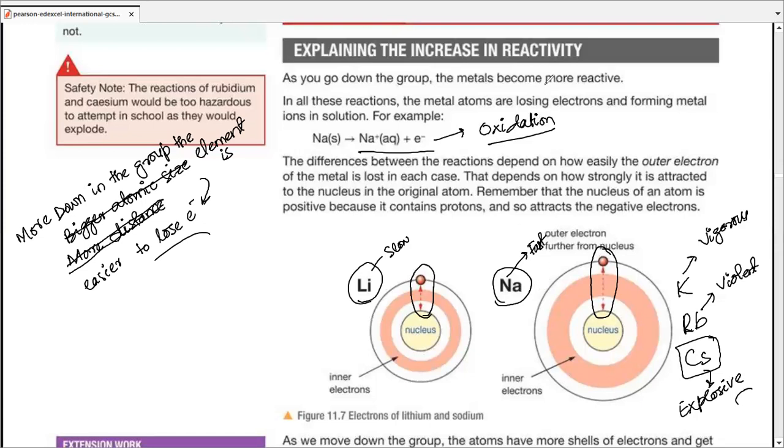Are we good? Sir, I have a question. Go ahead. When people say something loses electrons, isn't it supposed to be like a plus sign, and then for when it gains, a minus sign?